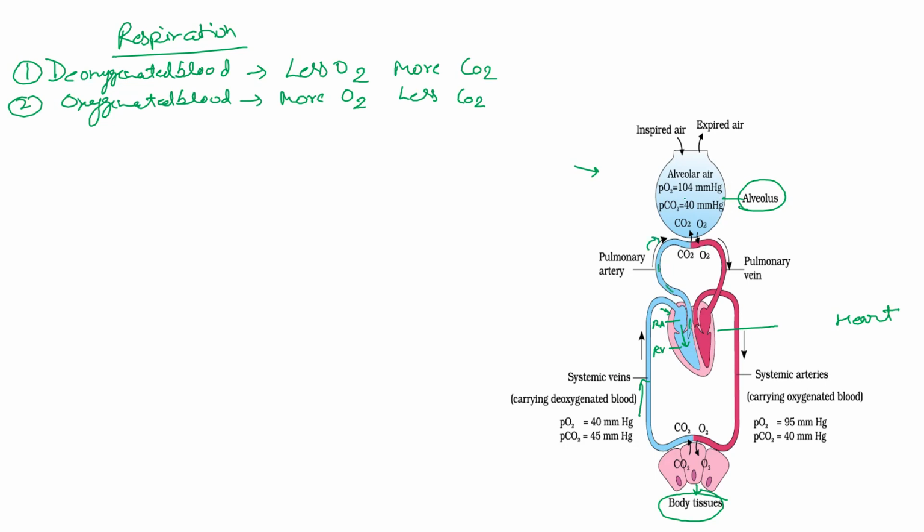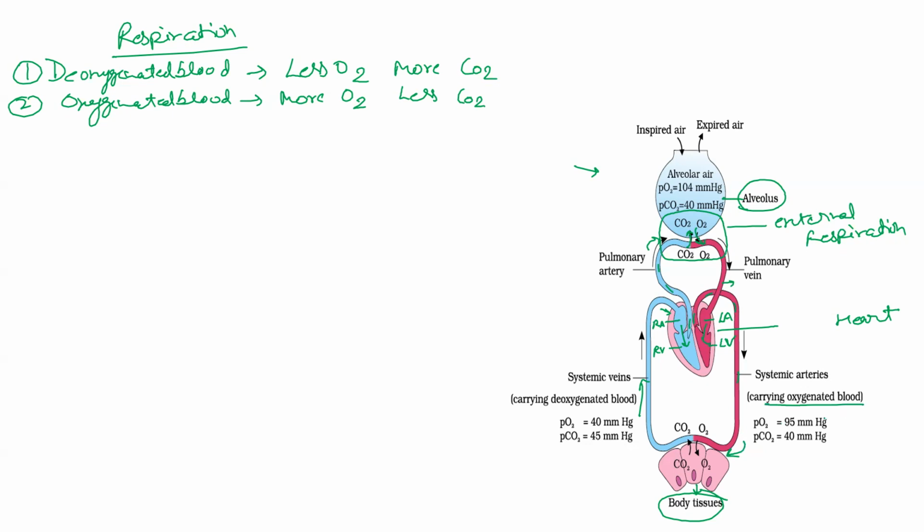Here in the alveolus of the lungs, air enters due to breathing. So oxygen diffuses into blood vessels and CO2 diffuses out. Here the gaseous exchange takes place, which is known as external respiration. Now, after this, blood becomes oxygenated and goes back to the heart's left atrium. From the left atrium, left ventricle, and from the left ventricle, it is pumped out to the body tissue.